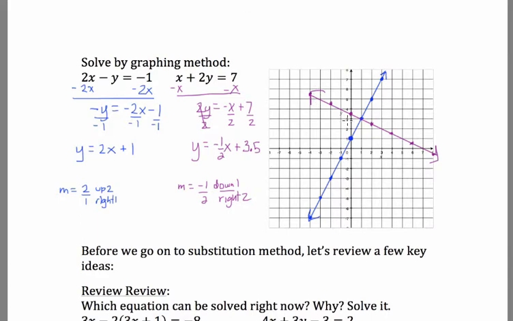So any spot on the purple line is a solution to the purple equation. Any point on the blue line is a solution to the blue equation. The only point that is a solution to both equations is the point that is on both equations, the intersection point. X coordinate of 1, y coordinate of 3. And that's our answer. Ordered pairs are how we write the solution to a system of two linear equations.